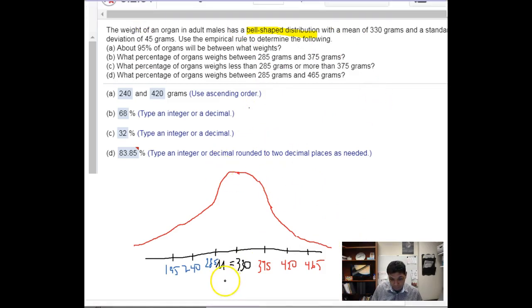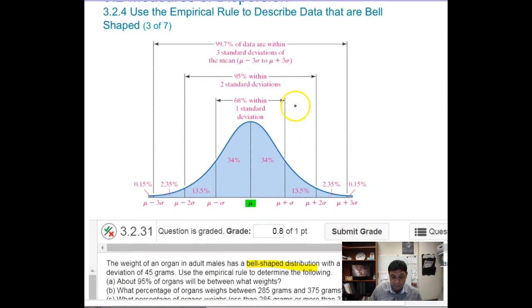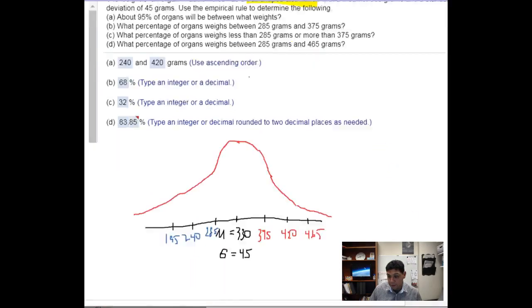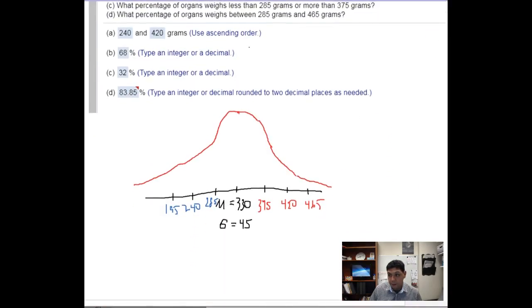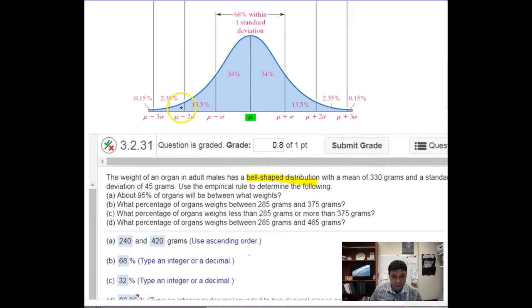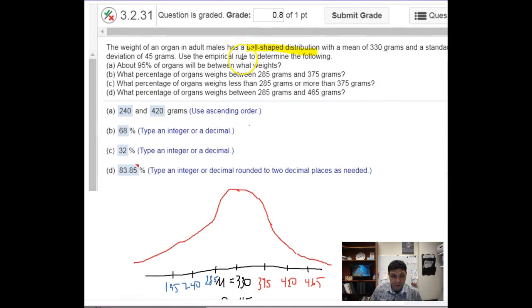Again, this came from the standard deviation being 45. And so we can answer these questions based off of this diagram, the empirical rule. This is one standard deviation, two, one standard deviation, two, and above. You can see the answers here. How many are between 285 and 375? That's one standard deviation. That's why the answer is 68%.